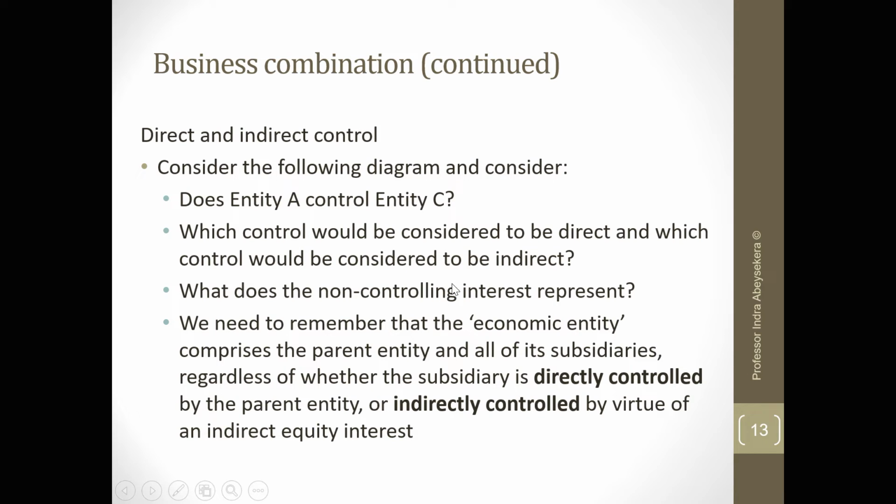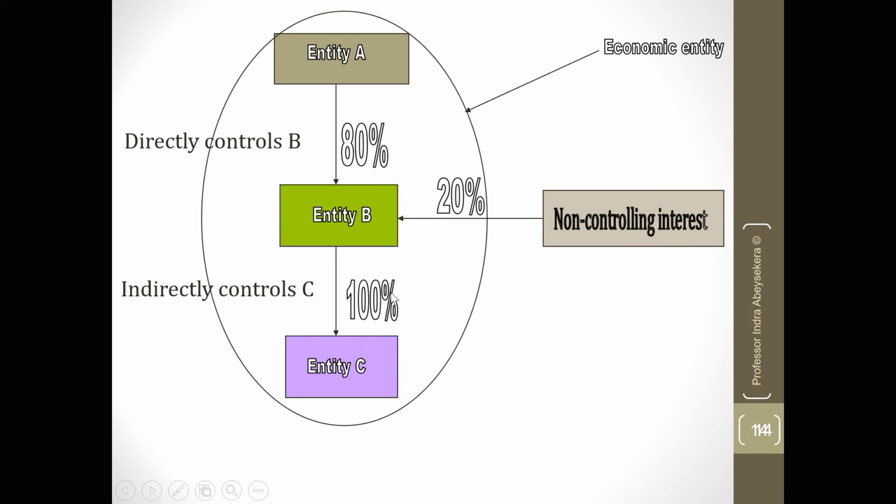In consolidation accounting, we use the entity concept where the non-controlling interest is treated as part of it. There can be direct control or indirect control. For example, A, the parent, is controlling the subsidiary B, 80% of it, and subsidiary B is controlling sub-subsidiary C, 100%. So A, by virtue, is controlling B, and B controlling C, A is indirectly controlling C.